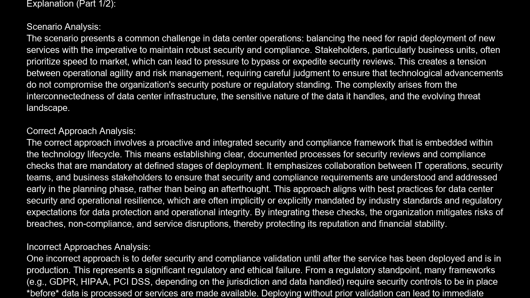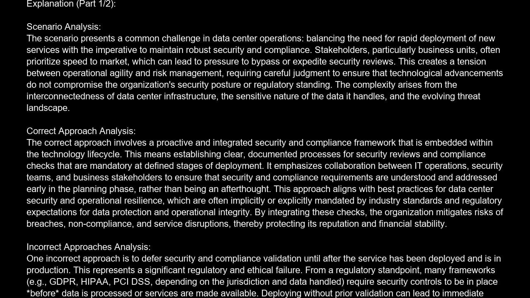This approach aligns with best practices for data center security and operational resilience, which are often implicitly or explicitly mandated by industry standards and regulatory expectations for data protection and operational integrity. By integrating these checks, the organization mitigates risks of breaches, non-compliance, and service disruptions, thereby protecting its reputation and financial stability. Incorrect approach analysis.